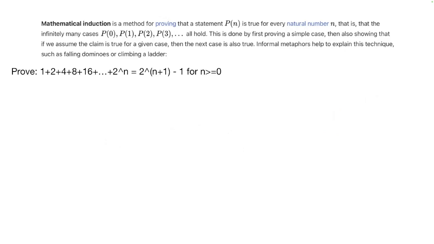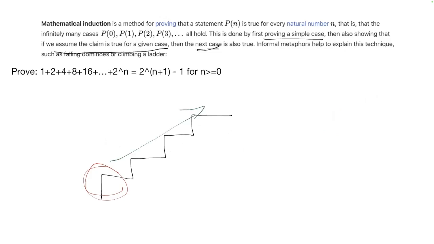This is done by first proving a simple case, which is also known as a base case, then also showing that if we assume the claim is true for a given case, then the next case is also true. So basically how this works is like a ladder, wherein once we prove a certain step, and show that other steps also follow, we prove the whole statement. And this is better explicated with an example as follows.